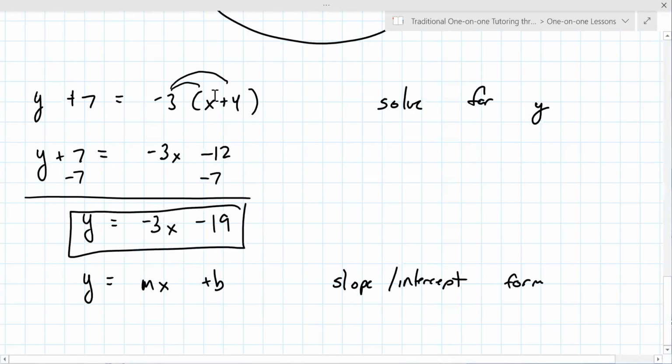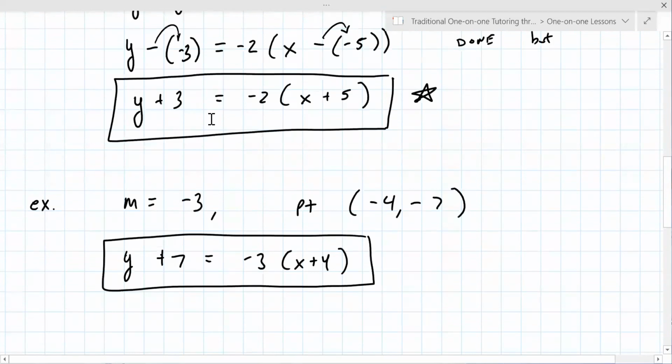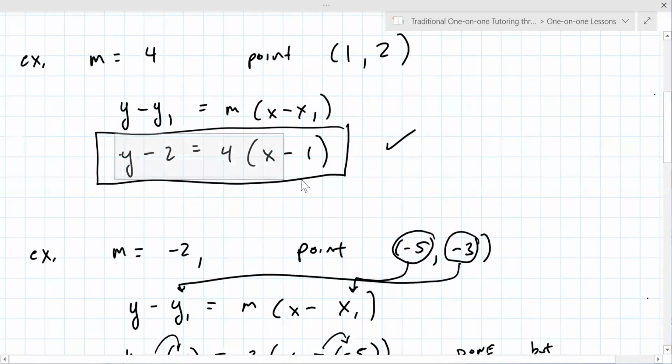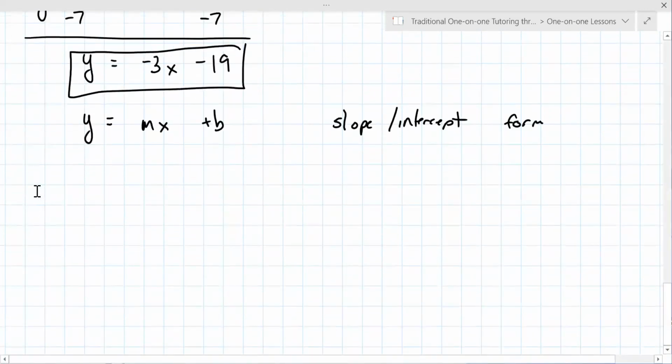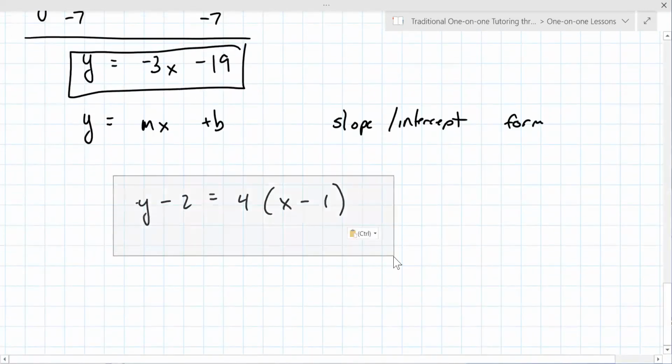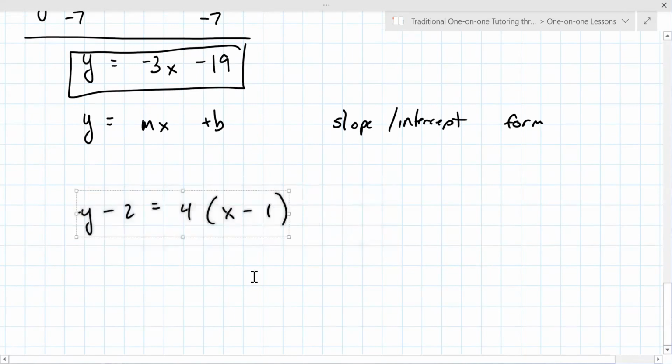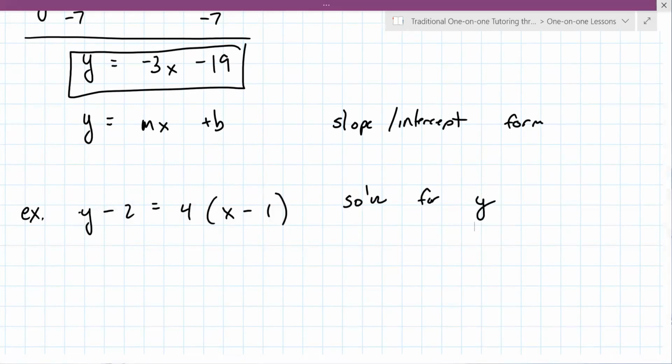Okay, now we're gonna do another example. And I'm leading you somewhere, but we're like doing little pieces, and then we'll put it all together, as they say. So this is your next example. I want you to solve for y. All right.